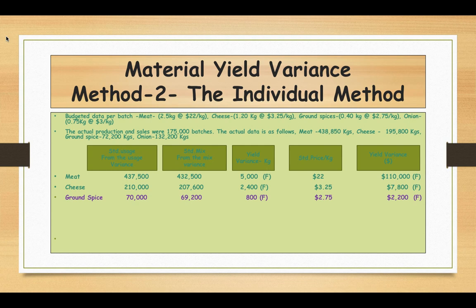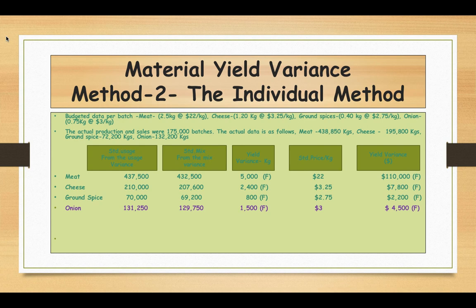Same way, we are going to do it for the ground spice. The standard usage from the usage variance, 70,000 kgs. Standard mix of actual quantity from our mix variance, which is 69,200. So the difference is 800 kgs favorable. Then we are going to times this by $2.75 per kg. So the yield variance is $2,200 favorable.